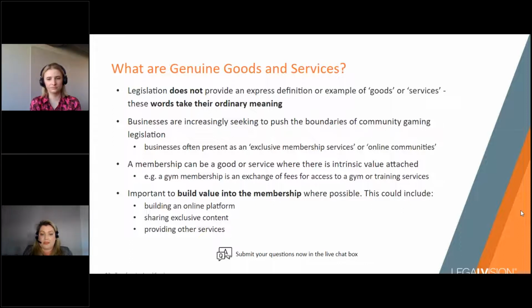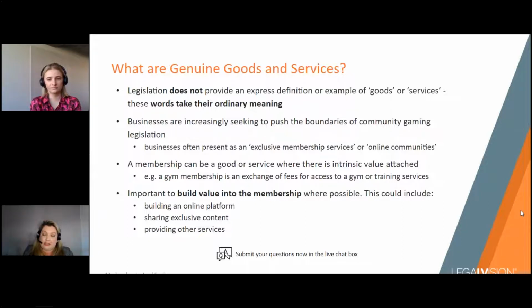However, we've dealt with businesses like this, and they can certainly fit into the regulatory framework in order to be compliant. A membership can be a good or services where there's some obvious intrinsic value attached to the membership. So, for example, a gym membership is pretty clear, in that there's an exchange of fees for access to a gym or training services. However, we're seeing, as I'd mentioned before, some businesses that are offering a membership in exchange for discounts for partner businesses.